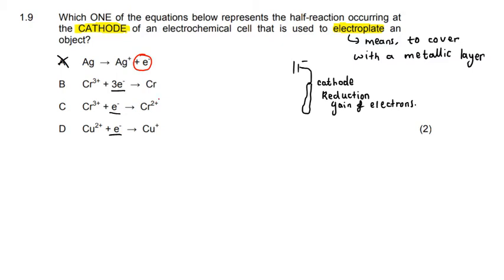I cannot use this equation because it's just forming ions, right? These two things are not metals, right? So I cannot use those two to electroplate, right? So by means of elimination, our answer is B.